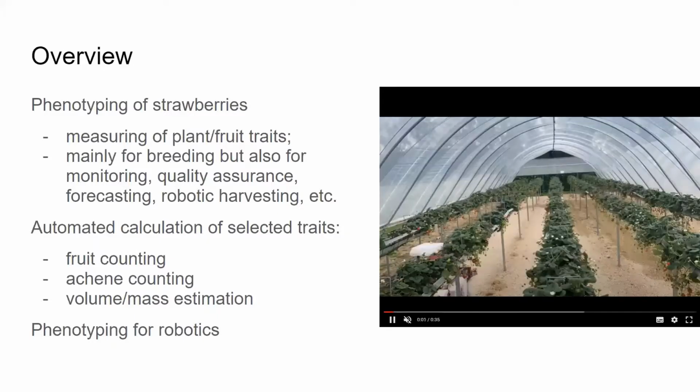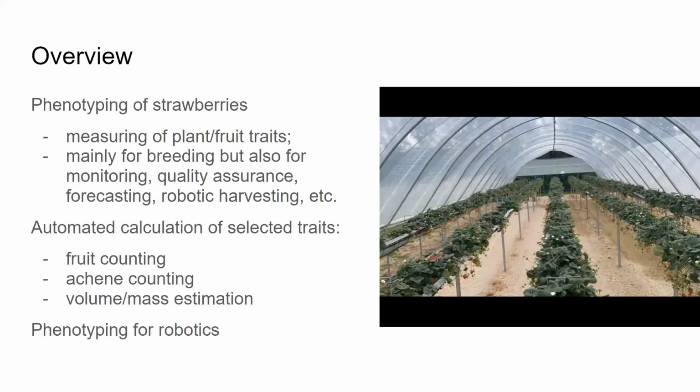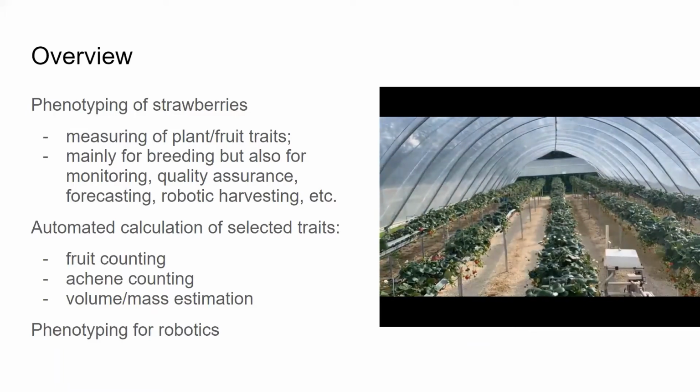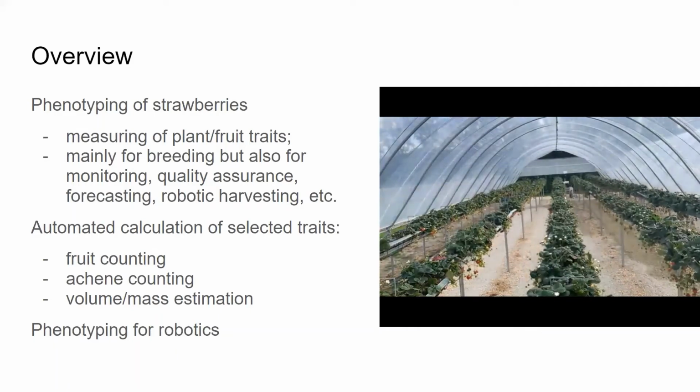Here is a short overview of my talk. We'll look at the phenotyping of strawberries. I'll try to explain what it is, which characteristics we'd like to look at, preferably from mobile robots, so we can see that we are interested in phenotyping techniques that can actually be deployed on the robots and achieve high throughput and allow for automated deployment in the field. So in field is very important.